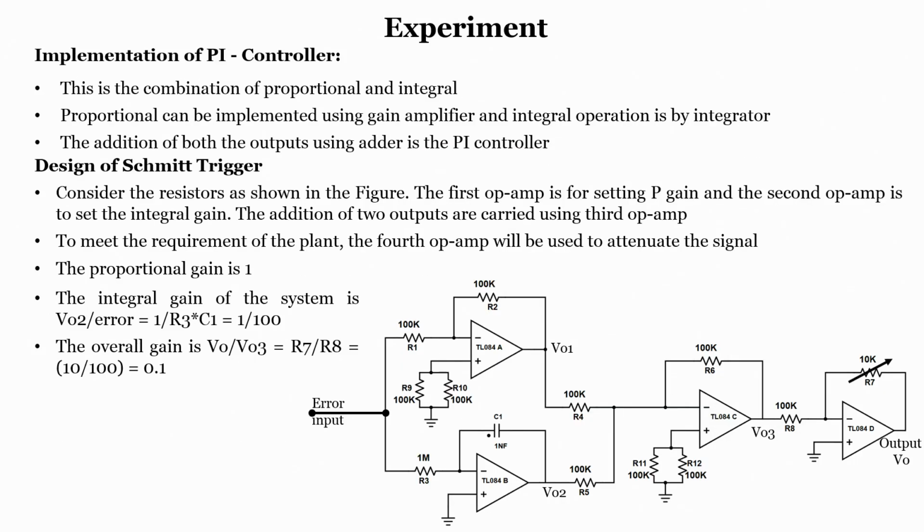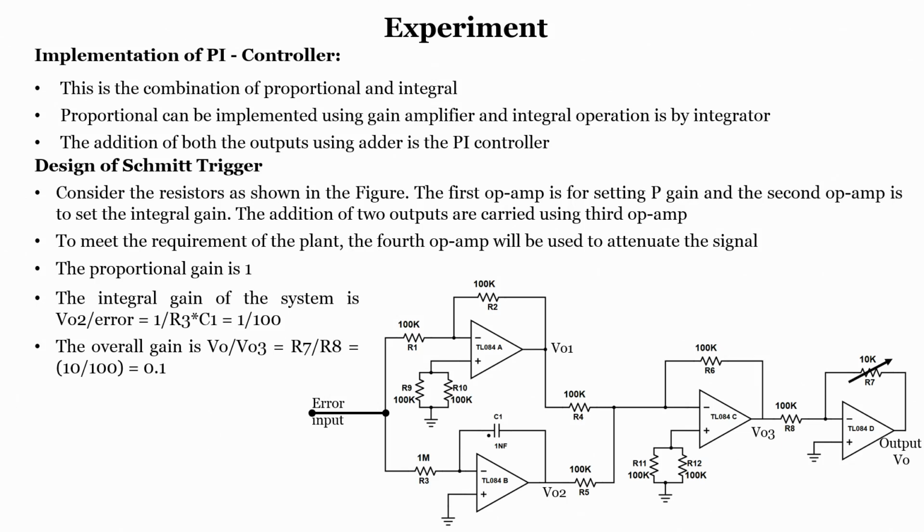But if you want to implement the PI controller, which is the proportional integral controller, then we know that this is nothing but a combination of proportional and integral control. The proportional controller can be implemented using a gain amplifier, and the integral operation by an integrator. So, we have an integrator, we can have a gain amplifier, and we can further design this with resistors as shown in the figure.